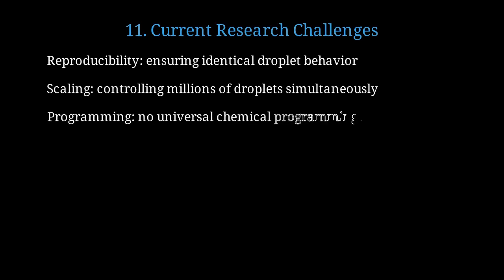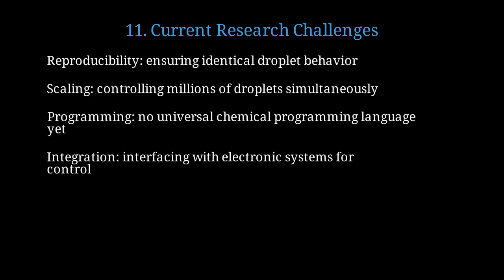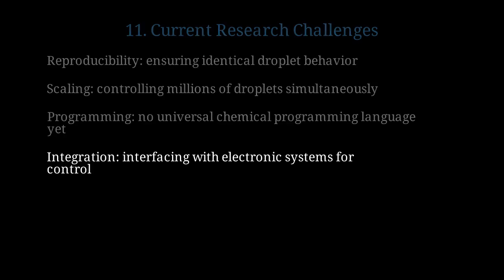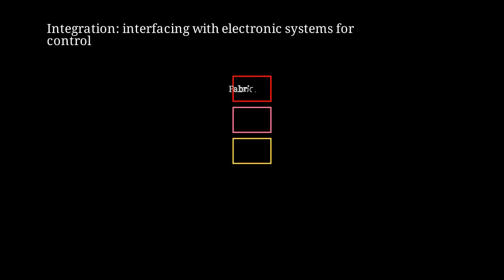Programming chemical computers is difficult because we lack universal chemical programming languages and standardized gate libraries. Integration requires interfacing chemical systems with electronic controllers, bridging vastly different time and energy scales. 3 major technical hurdles: precise fabrication of droplet arrays, real-time control systems, and reliable readout mechanisms.